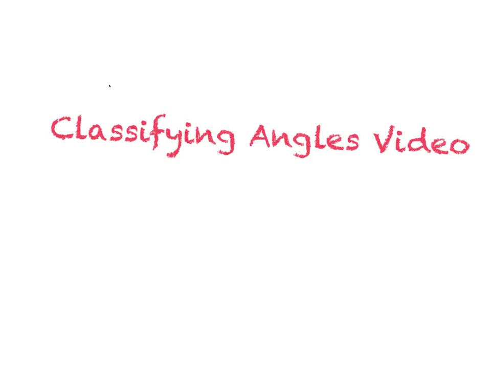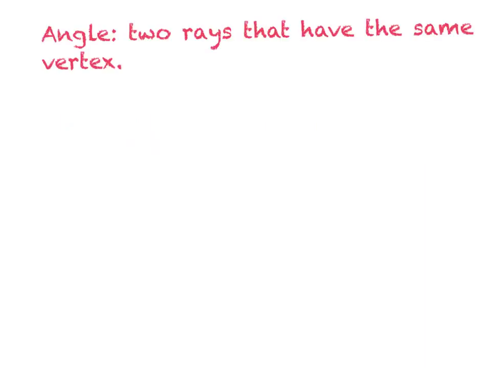This video is going to be on classifying angles, which should be a review from things that we've covered last year. An angle is made of two rays that have the same vertex. So let's talk about that vocabulary a little bit. A ray is an endpoint that has a line that comes off of that endpoint, and then an angle would be two rays that come off of the same vertex.